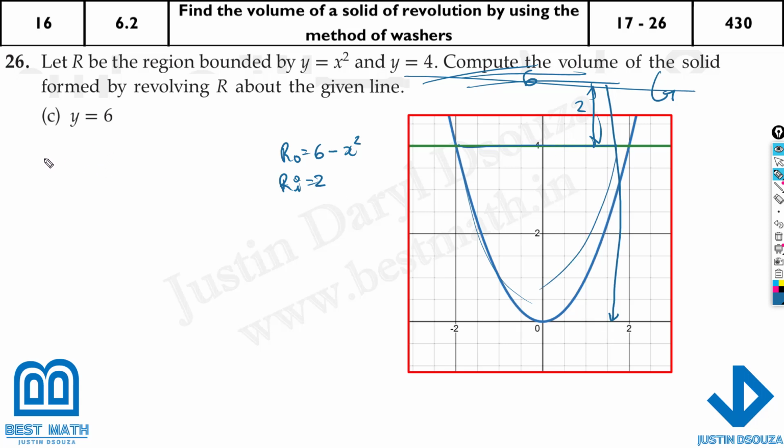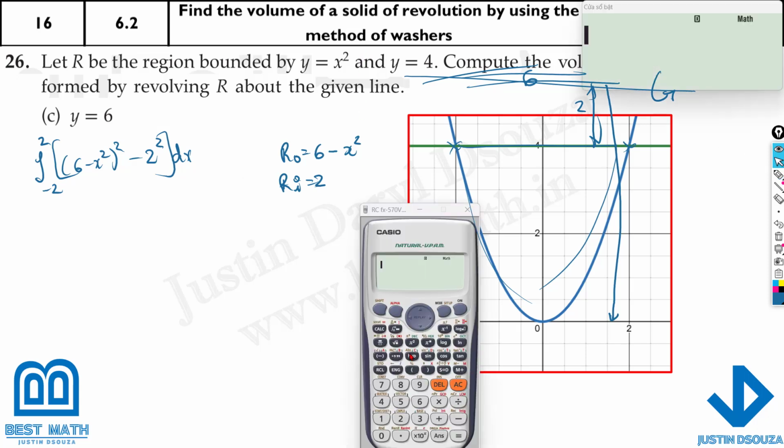So what we do is limits. Now which limits are we considering? It's along the x, it'll be minus 2 and plus 2. So it's minus 2 to plus 2. And here we have 6 minus x squared, the whole squared, minus 2 squared dx. This entire thing. Now let's put that in the calculator and check. Here we will have 6 minus x squared, the whole squared, minus 2 squared.